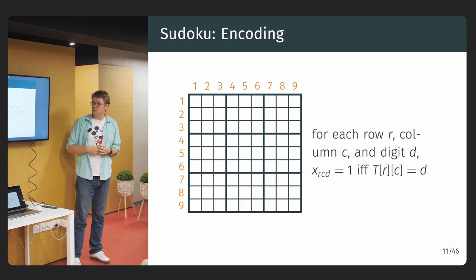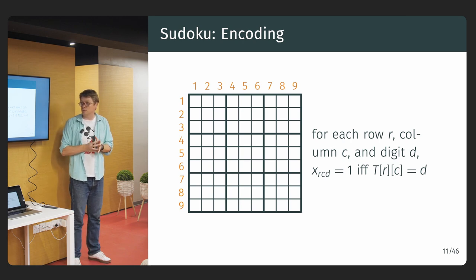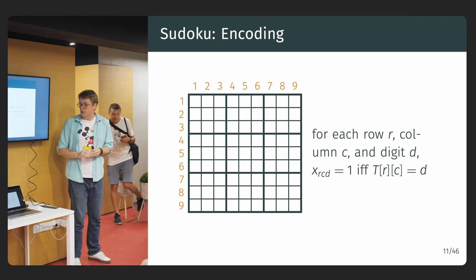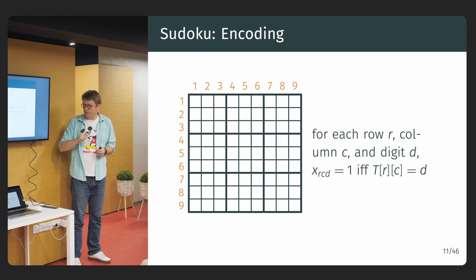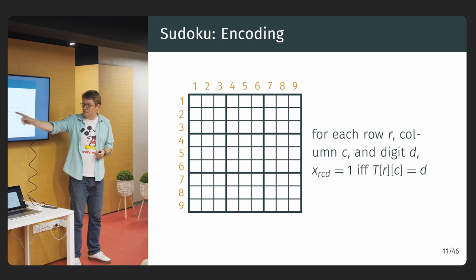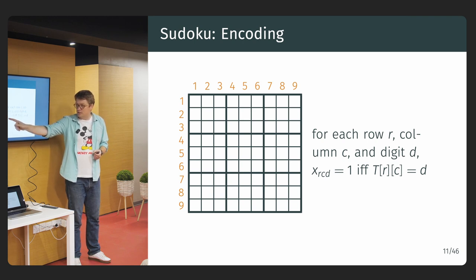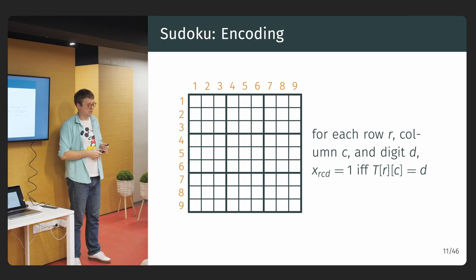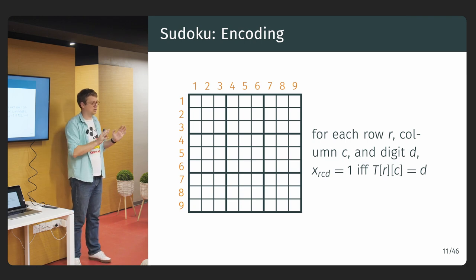Okay, so let's do this. First of all, a SAT solver works with clauses, and clauses consist of Boolean variables. We are going to introduce the following variables. For every row R, for every column C, and for every digit D, where R, C, and D range from 1 to 9, we introduce a variable X_R,C,D, and it will be equal to 1 if and only if we put digit D into the corresponding cell of the table. Okay, so these are just very natural Boolean variables.